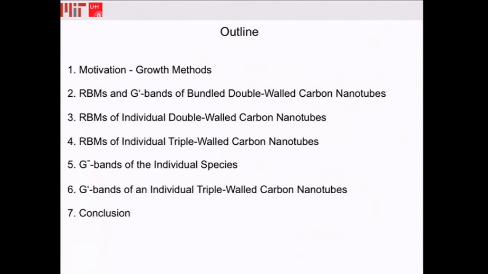And here you see the outline. In the beginning, I'm going to talk about the motivation and the growth method. Then I switch to the bundled double wall carbon nanotubes, where we studied the RBMs and the G' band. Afterwards, I'm going to talk about the individual double wall carbon nanotubes, and then triple wall carbon nanotubes. We will talk mainly about the radial breathing modes in the beginning, and then we switch to the D, G-band and G' band from individual species and triple wall carbon nanotubes. Okay, so let's start with the motivation and the growth method.